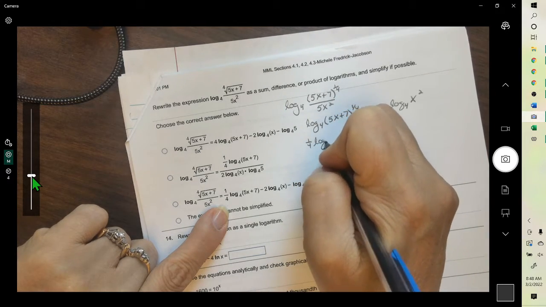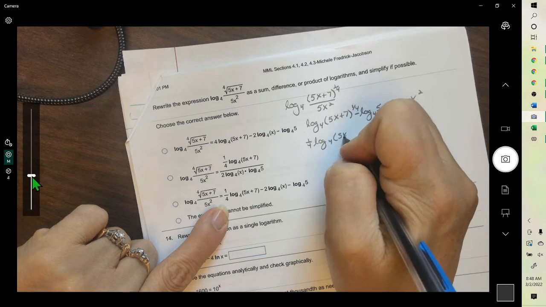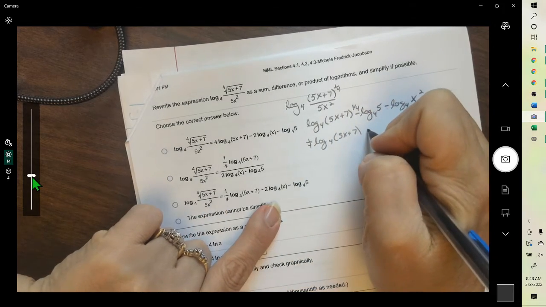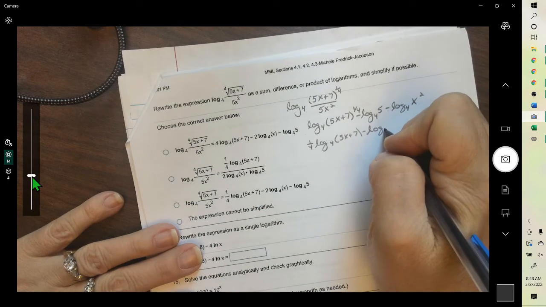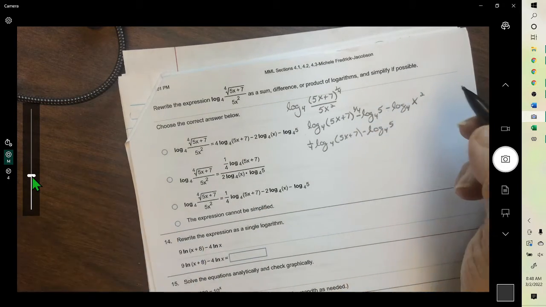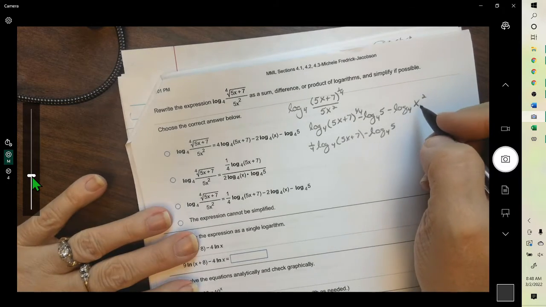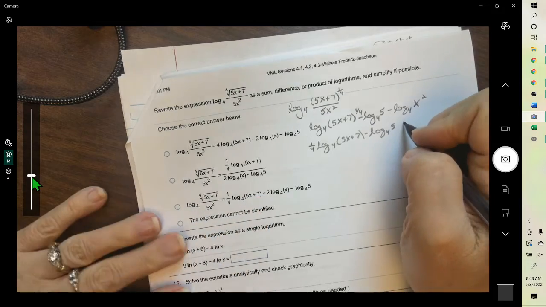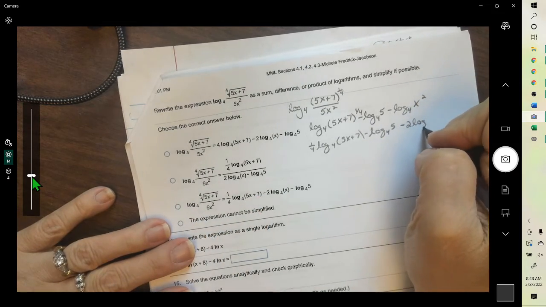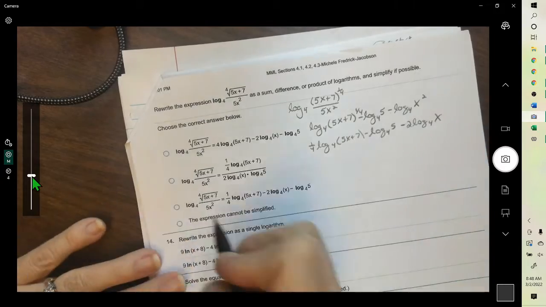Log base 4 5x plus 7, and then I have them in the opposite order, but remember, order doesn't matter as long as you take the sign with them. You can add or subtract them in any order. Bringing the 2 down. There you go.